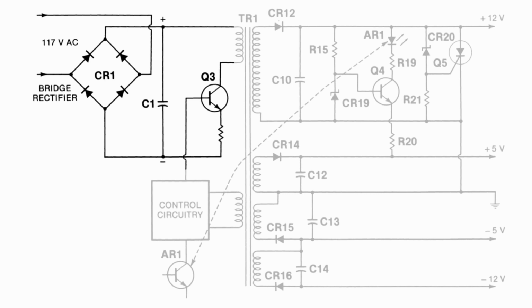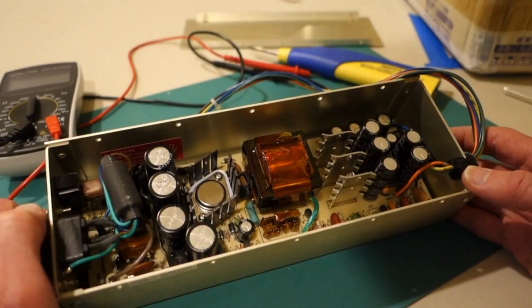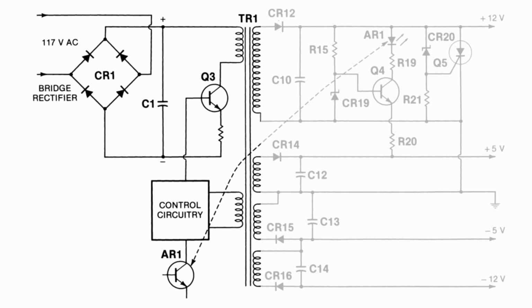The first trick is that Q3 generates AC at about 20 kilohertz instead of the 60 hertz that comes out of the wall. And this allows transformer TR1 to be much smaller because transformers are much more efficient at high frequencies. The second trick is that because Q3 is operated as a switch, it is much more efficient than the transistors used in the PET supply, which dissipate unwanted voltage as heat. The control circuitry varies Q3's duty cycle, which allows it to regulate the output voltage, again without wasting much energy. Volt-time light dimmers often worked on the same principle.